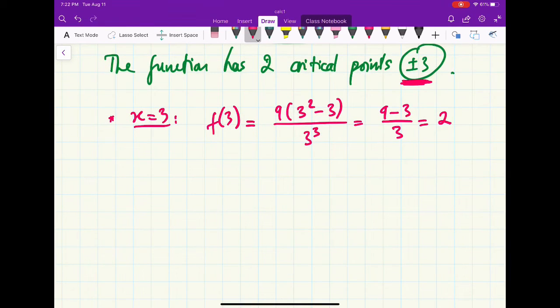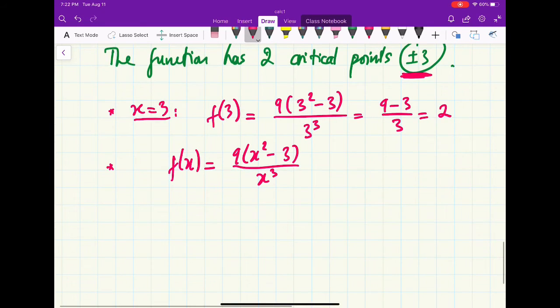The second piece of information: if you look at the function, 9x squared minus 3 over x cubed, you might see that the function is not defined at 0. The function is not defined at 0. And so, when x is less than 0, you have one branch of the graph.